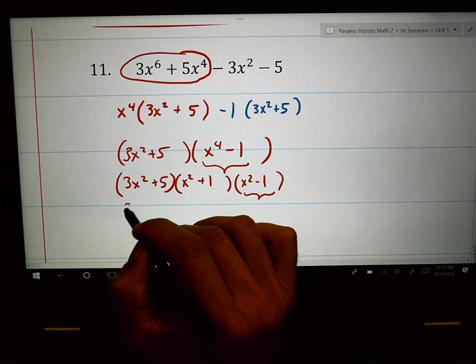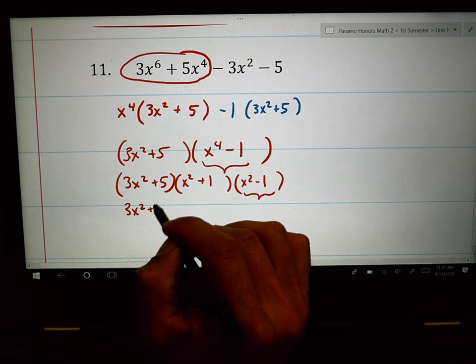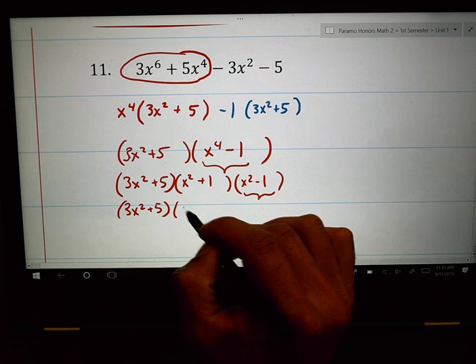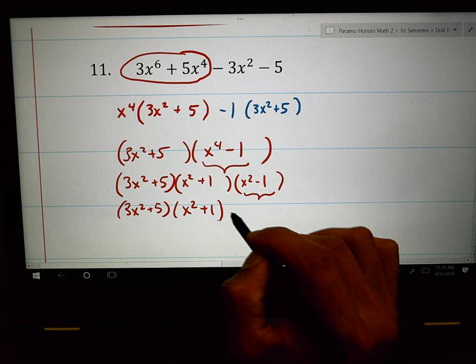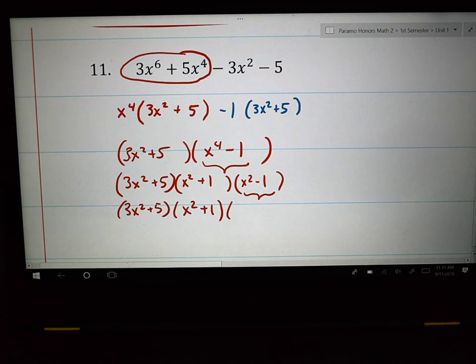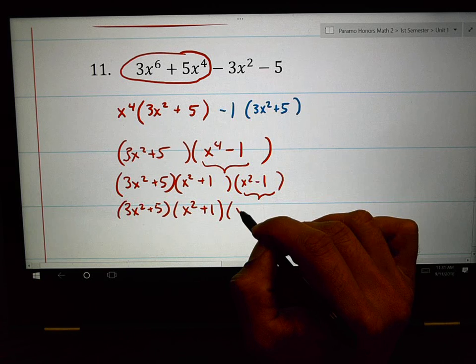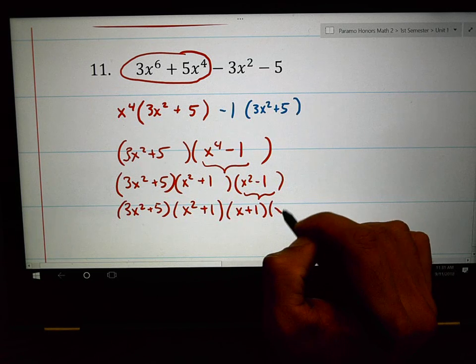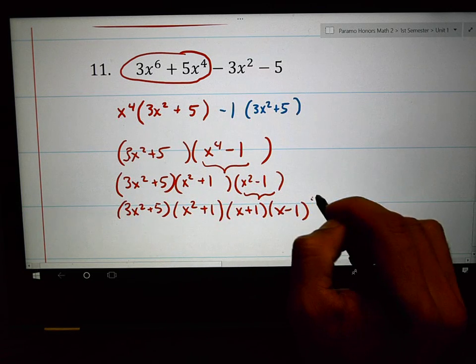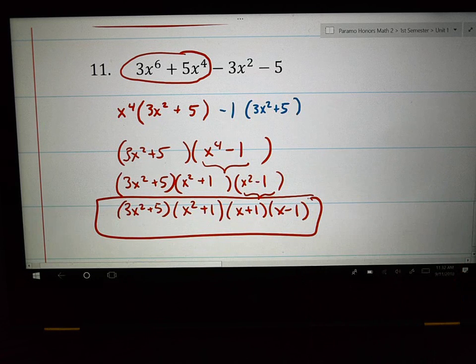So we're not going to forget about these other ones. We're going to leave the positive ones alone. X squared minus 1 factors further to what? X plus 1, x minus 1. That's a nice long answer. I love it. Great answer. We're going to stop your notes right there.